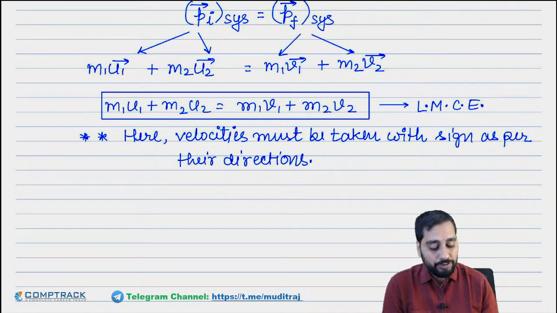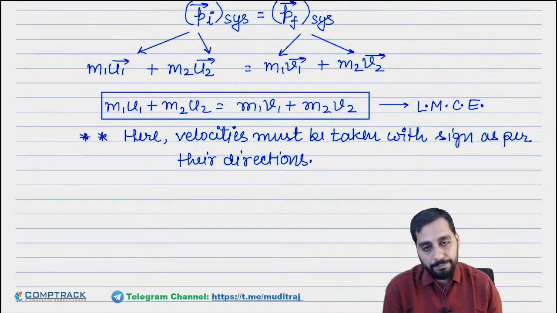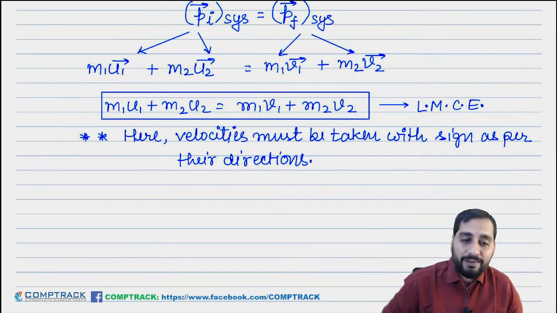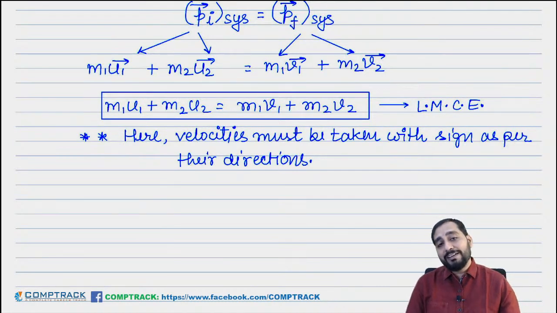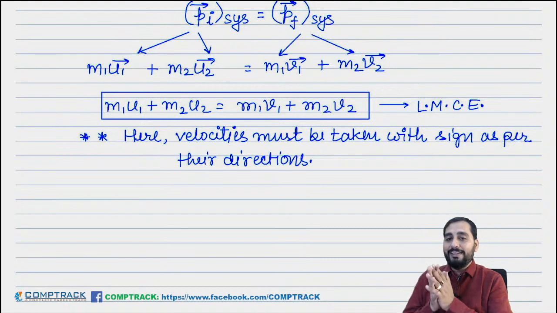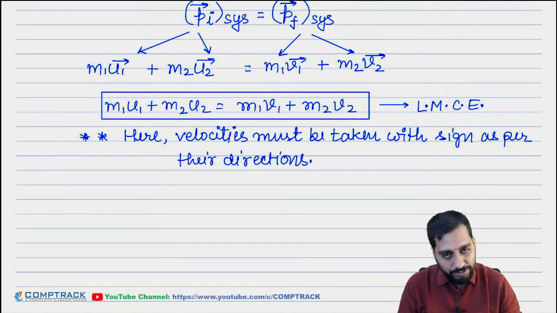Clear or not? So these terms are actually vectors. So there is a vectorial sum of the linear momentum. Linear momentum is a vector physical quantity. We cannot directly add or directly subtract. Everyone clear up to this?